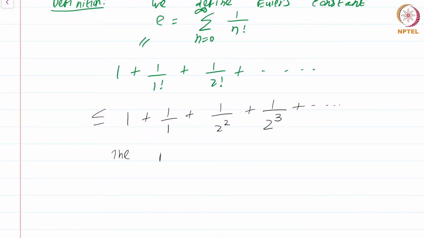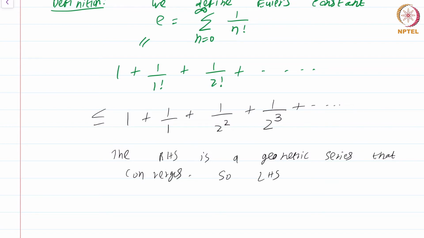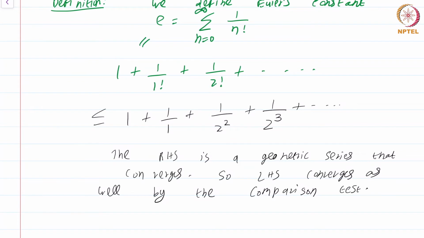The RHS is a geometric series that converges. So the LHS converges as well by the comparison test. So we got a very simple proof that the series summation n equals 0 to infinity of 1 by n factorial indeed converges. And we are just calling what it converges to the number e.